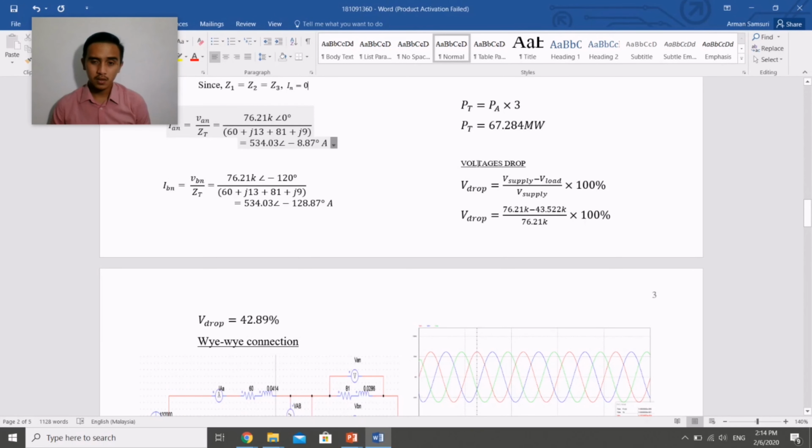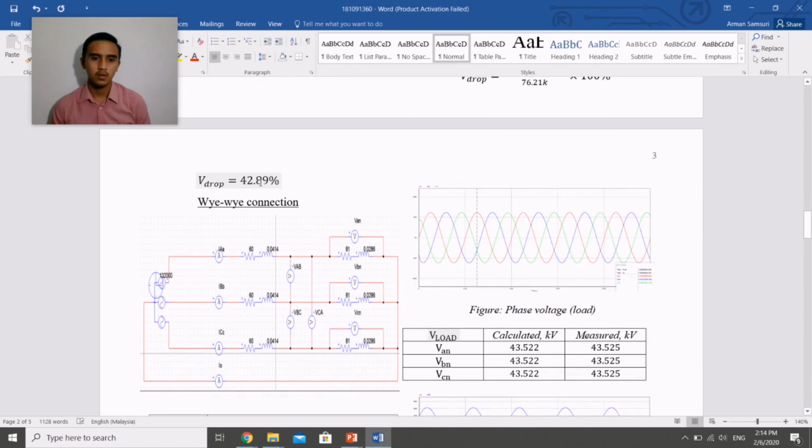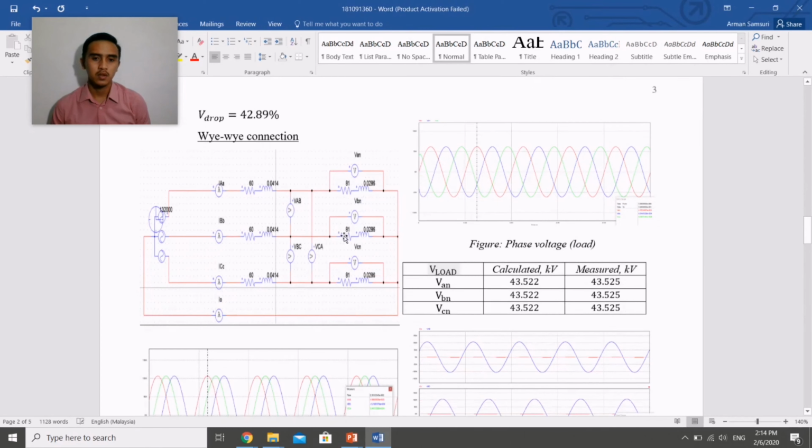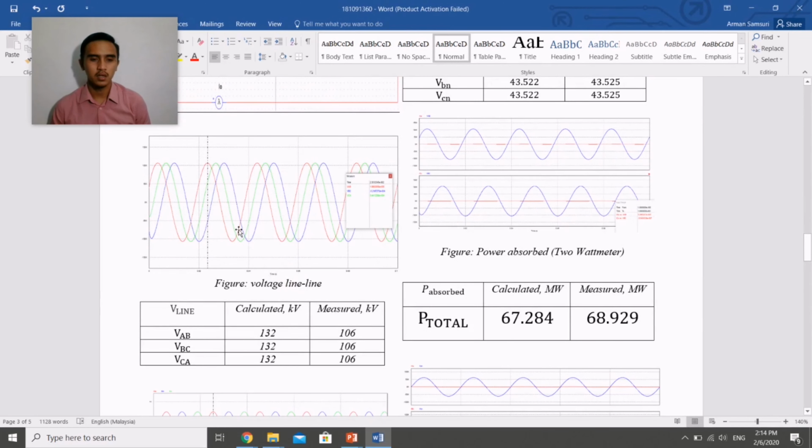For the voltage drops, I use this formula V supply minus V load, divide by V supply and multiply by 100, and I got 42.89%. So this is the result that I got from the PCIM software.